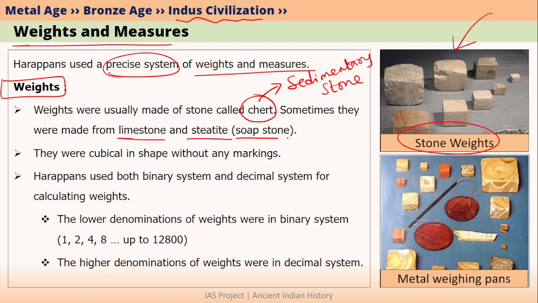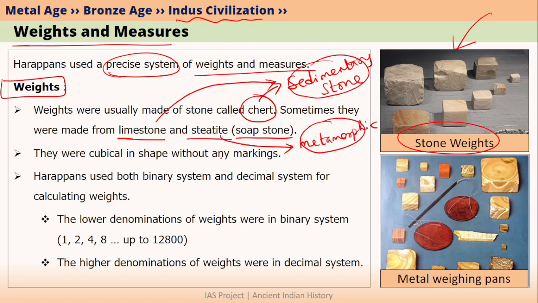Steatite is also called soapstone. Limestone is also a sedimentary stone, whereas steatite is metamorphic. So please remember these facts from the point of view of your geography syllabus. As you can clearly see in this picture, these stone weights were actually cubical in shape. Moreover, they did not have any markings on them.